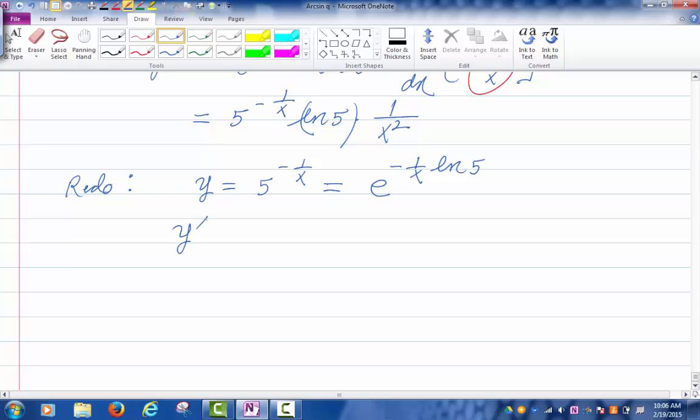Well, is it the same as what I had before? This quantity here is still 5 to the negative 1 over x, right? This quantity is still ln of 5 times 1 over x squared. What's the advantage of this method? Well, I didn't have to remember the formula for the derivative of a to the x. All I had to remember is what I have to know already, which is how to find derivatives of functions like e to the power something. And you should know this by now because your exam had a question like this, right?